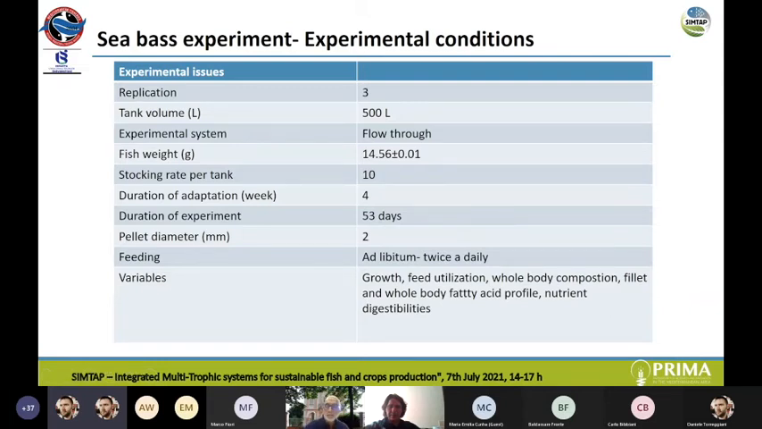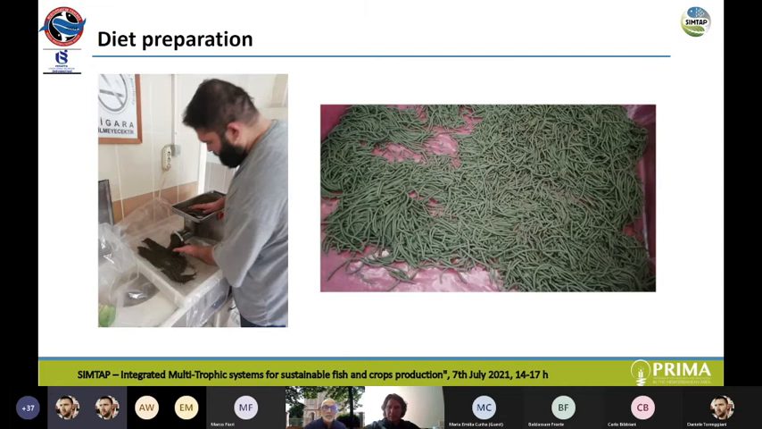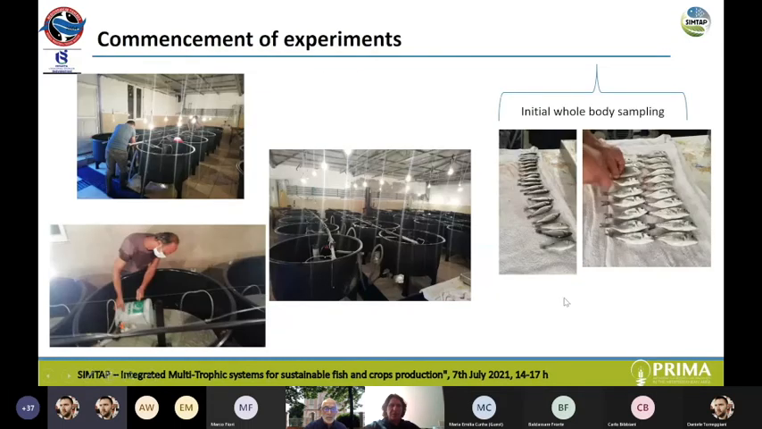And then you see the variables that we checked in the experiments. And then you see some pictures that we took during the diet preparation, and then some more pictures from our experimental system, and then the initial whole body sampling.